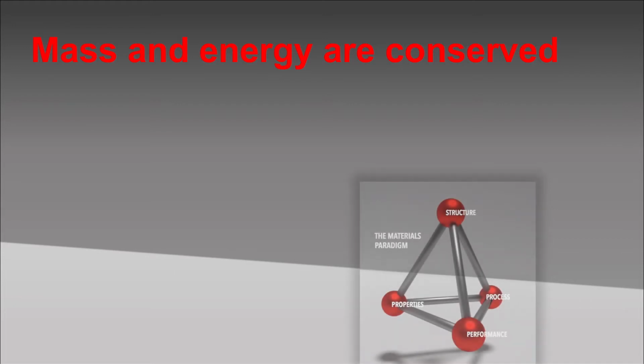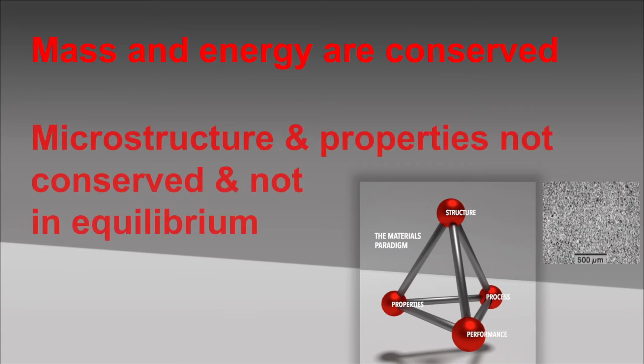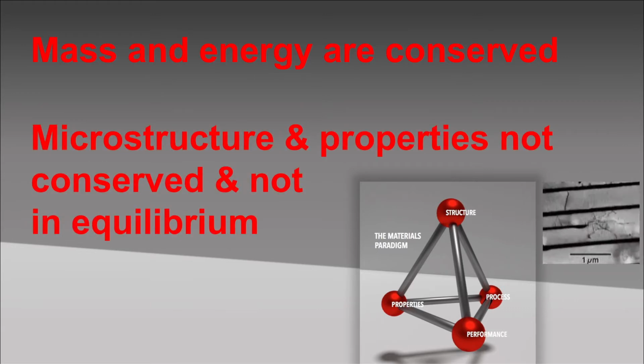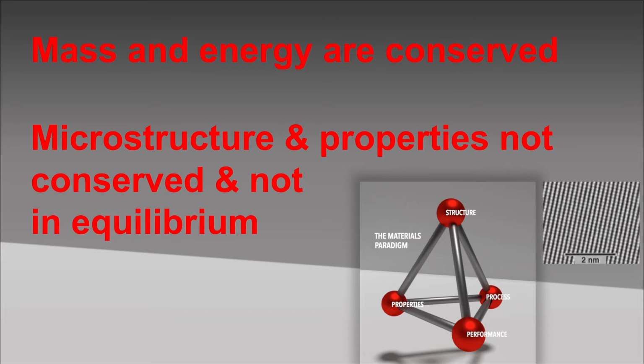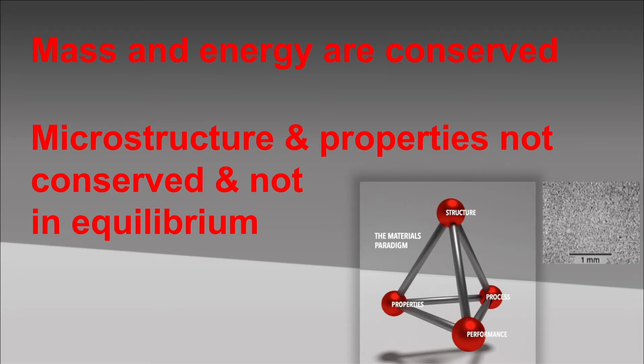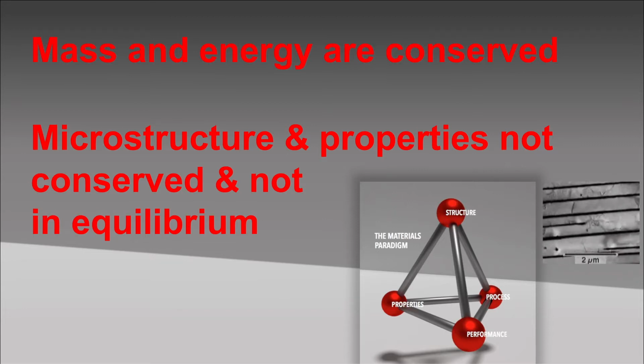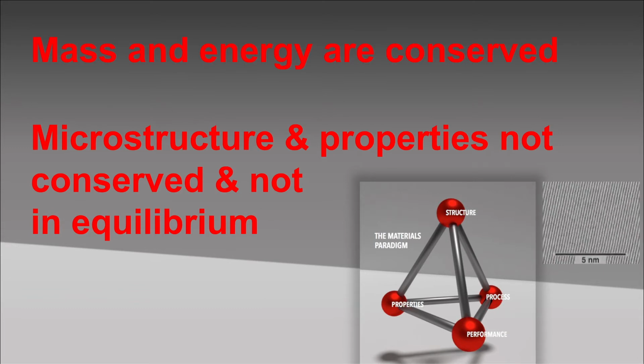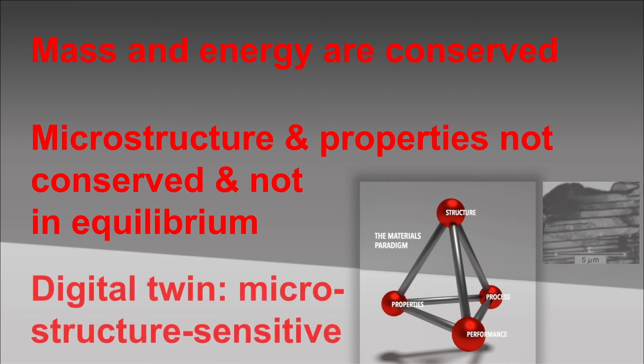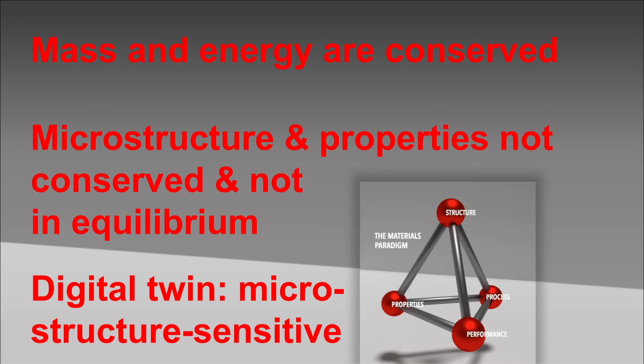So mass and energy are of course conserved quantities, but a very important lesson to take home in our field is that microstructure and properties are not conserved, and they are also not in a global equilibrium but often only in a local thermodynamic and mechanical equilibrium. And that means that any digital twin, any simulation method of through process aspects or sheet forming simulation aspects requires to be microstructure sensitive.